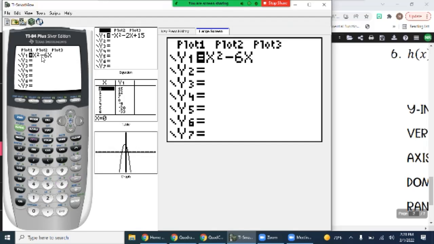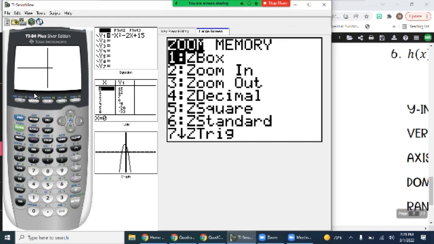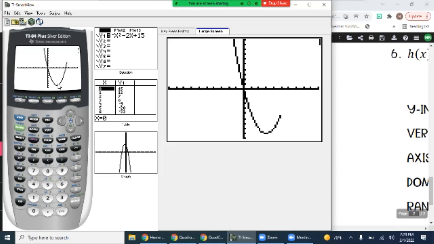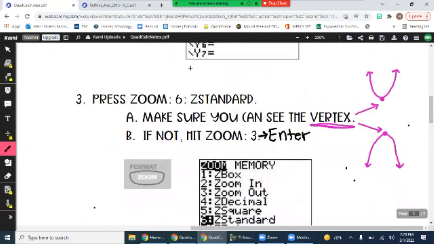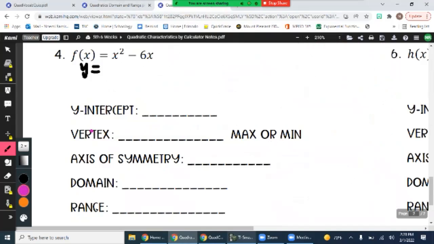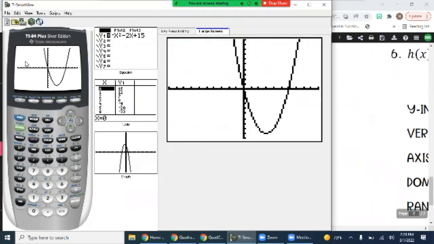Come back here. So after you're done typing in that equation, what is the next step? Step 2. No, step 3. Zoom 6. Now, when we press zoom 6, we're trying to make sure we can see the what? We're trying to make sure we could see the vertex, correct? If you cannot see the top or the bottom of that parabola, you need to press zoom 3, but we can, so we can move on. What's the next step? Step 4.